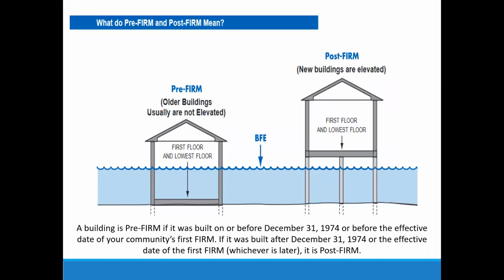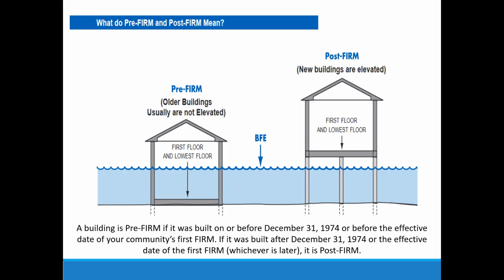And so what do pre and post firm mean? So I have mentioned this a little bit. So it's pre-firm if it was built on or before December 31st, 1974. So if you think back to the early 70s and all those changes in laws, this was part of that. So you either have that as a pre-firm date or you have the date of your first effective firm. So if that's later, then it's whichever is later. So anything built after that date is going to be post-firm.